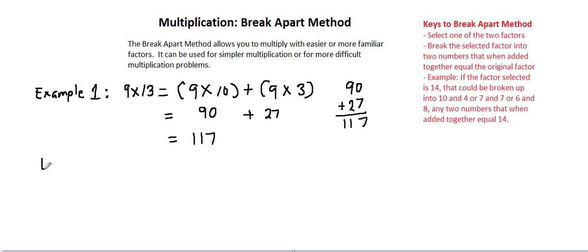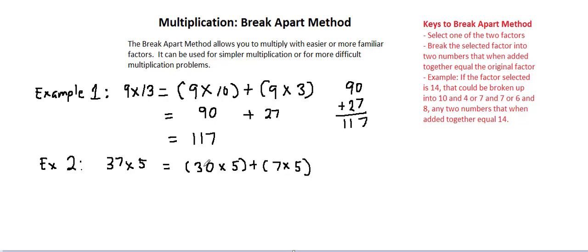So now let's do another example with a little more difficult problem. So example 2. Okay, so I'm going to do 37 times 5. All right. Now here, again, I'm going to break apart the 37. And I can break it into any two numbers that when added together equal 37. I'm going to choose to break it into 30 and 7, because 30 and 7 equals 37.